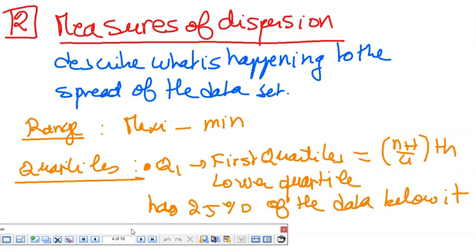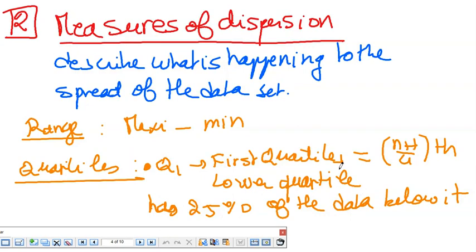Now, measures of dispersion. What does it mean? We describe what is happening to the spread of the data set. To be able to describe it, we have some points to follow. First of all, we need to find the range. What does the range mean? We take the maximum value minus the minimum value.